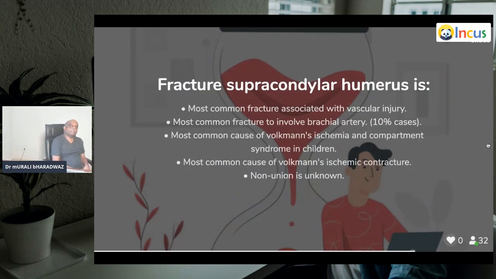So please remember some most commons about supracondylar fracture humerus. The most common fracture with vascular injury. The most common cause of Volkmann's ischemia. The most important thing that happens is non-union with supracondylar fracture.